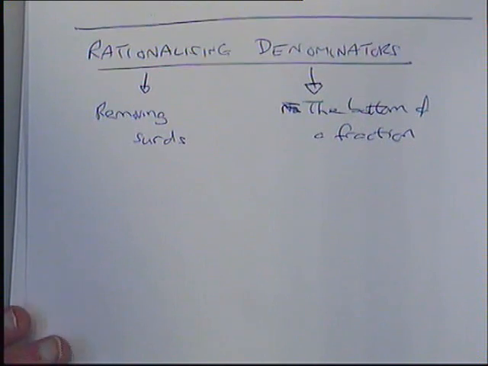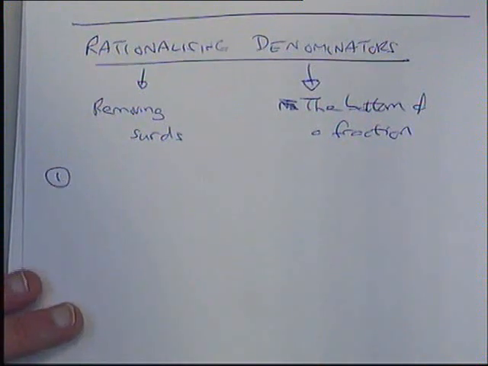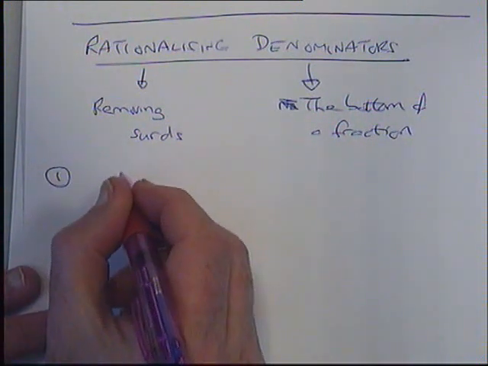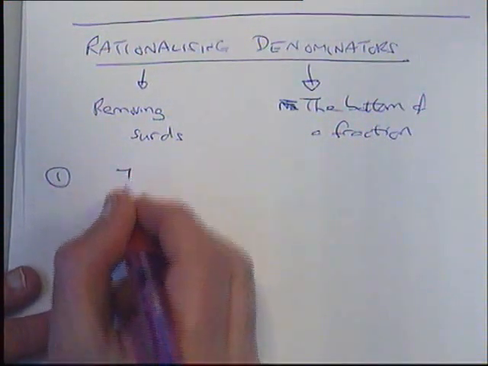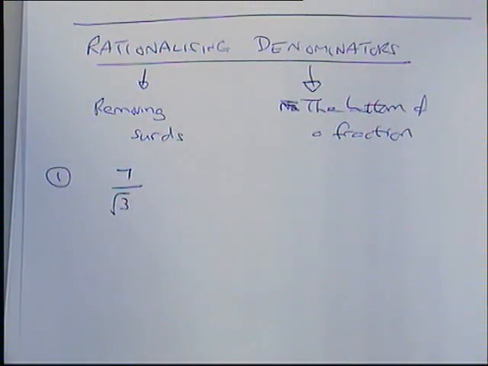So we may have an example, I'll call this number 1, I know I didn't number them earlier on, but if we've got, for example, 7 divided by root 3. That is just deemed in maths to be not nice because it's got a surd on the denominator. We don't want surds on there. We want to rationalise the denominator. And we do a little trick.